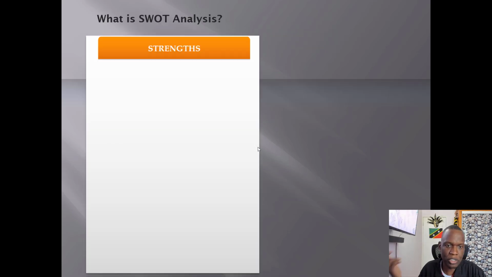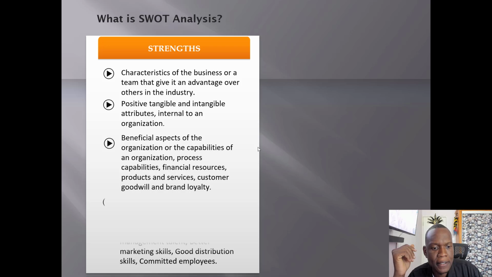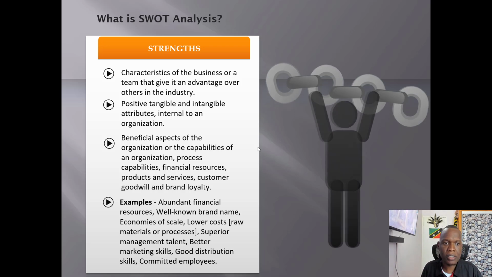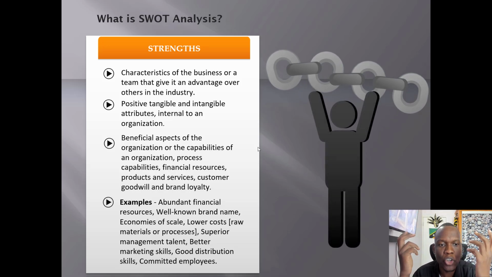Strengths now. Let's look at some examples of strengths. Characteristics of the business or team that give an advantage over others in the industry. That's the core competence, strength. These are what give advantages over others in the same industry, right? So those are your strengths, things that you can build upon, things that you can utilize as your competitive advantage. Positive tangible and intangible attributes internal to an organization.